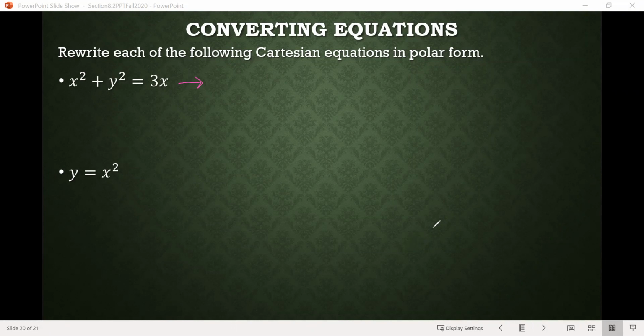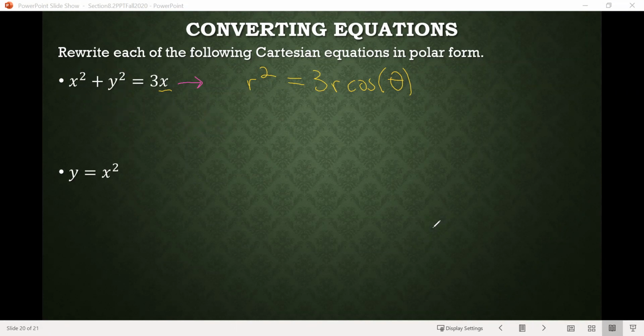And as we look at this, you hopefully first of all recognize that this x squared plus y squared, we have an equivalence for that. That's the same as r squared. And then the x here is the same as r cosine theta. So what we'll do is just substitute that in. So the equation will now become r squared, because that takes the place of the x squared plus y squared, equals 3 times r cosine theta. And now we've gotten rid of the x's and y's, which is good.